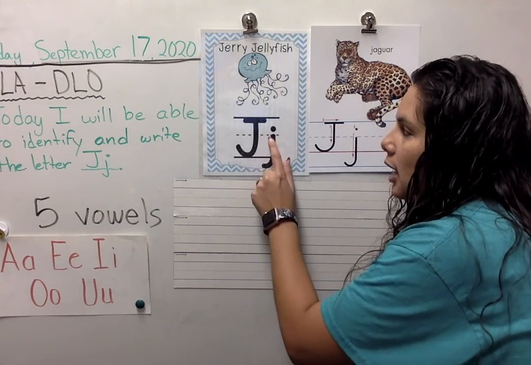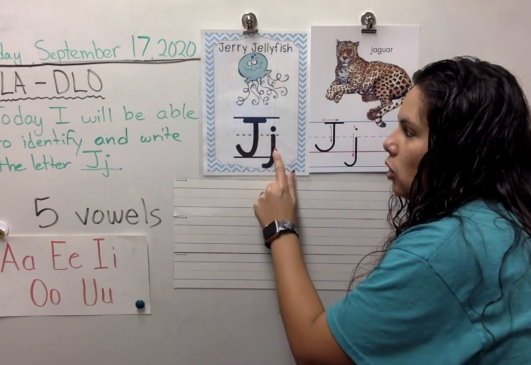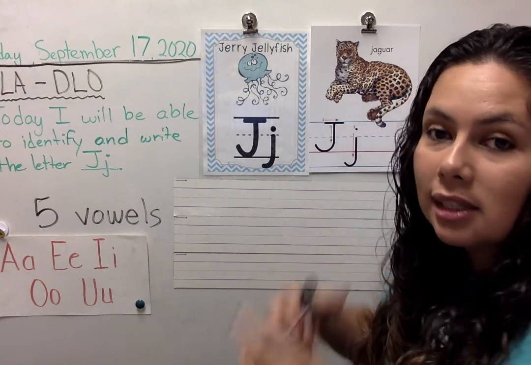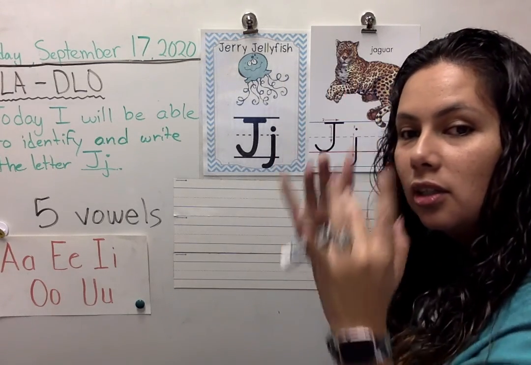So that is our capital J, lowercase j. And J makes a sound, J, J, J.